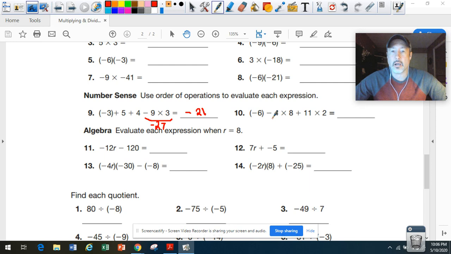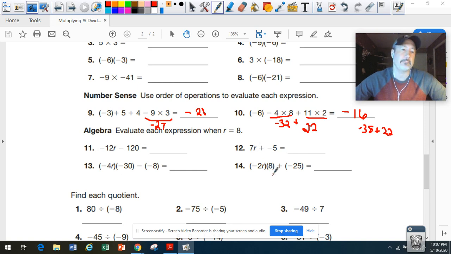Okay, it looks like we have some multiplication going on here and in here. So let's see what we have here. Negative 4 times 8 is negative 32. Okay, plus 11 times 2 is 22. Okay, so now let's continue all the way through now. Negative 6 minus 32 is negative 38. So I'm at negative 38 right now, okay? And I'm going to add 22 to it. So if I add 22 to that, I get negative 16 as an answer. This one here is negative 16.